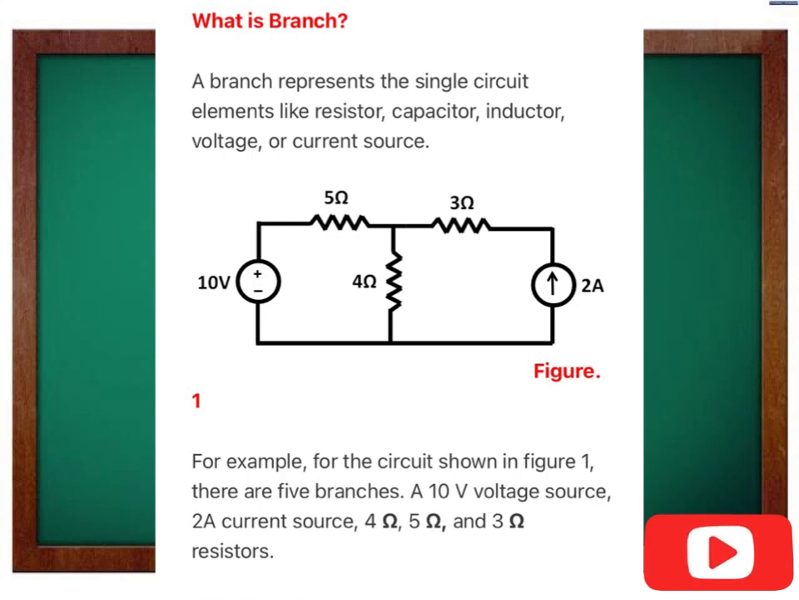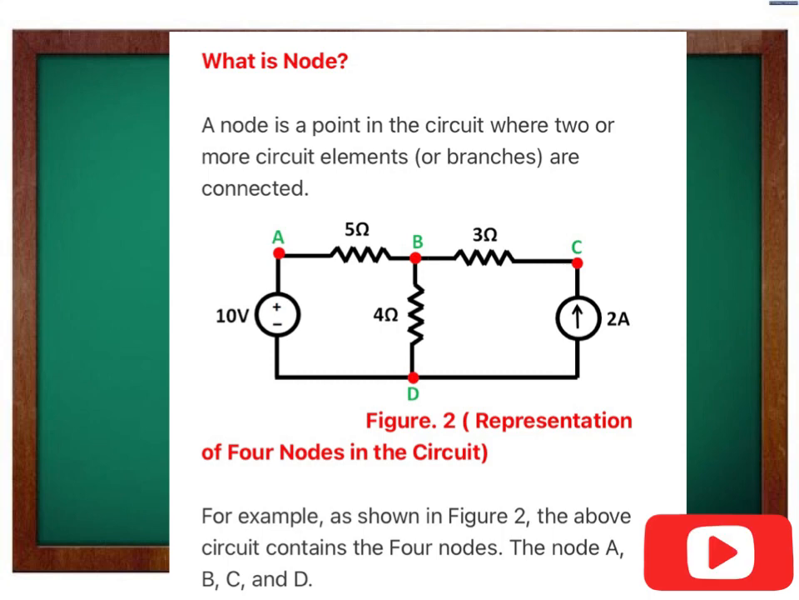The second one is the branch. A branch is any part of an electrical network which lies between two junctions. A branch can consist of a resistance, capacitor, inductor, voltage source, current source, etc. You can have a look at this in the diagram. The third one is a node. A node is a point where two wires or conductors meet at a point. This is known as a node.